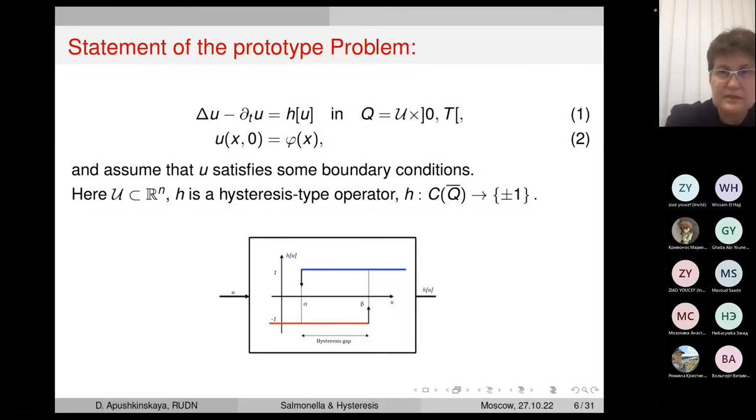And this operator just takes some continuous function in such a cylinder Q and corresponds to just plus one and minus one. We assume that U satisfies some boundary condition, so we take into account that it should be a Neumann condition, but it's also possible to consider the case with a Dirichlet condition. In fact, for our arguments, it's not so essential. What is essential is the initial data. We assume we have some initial distribution function phi.